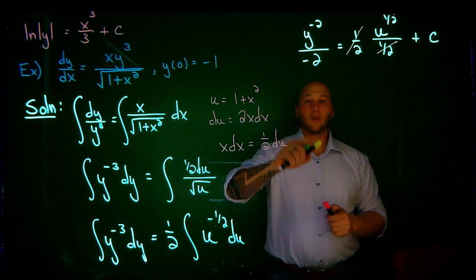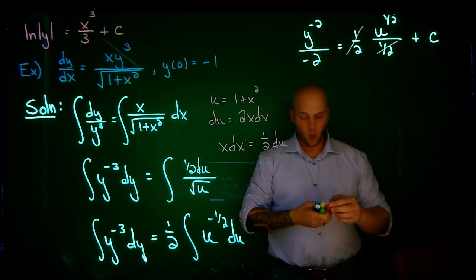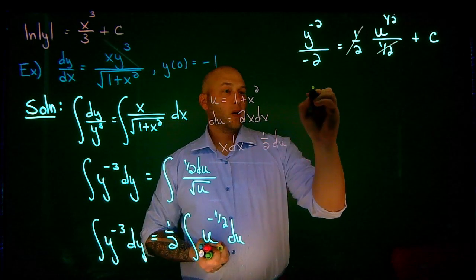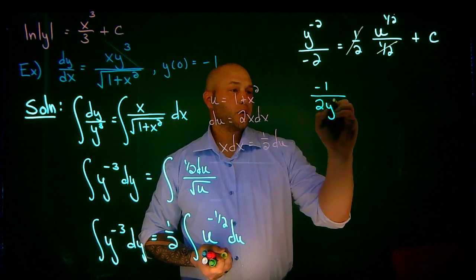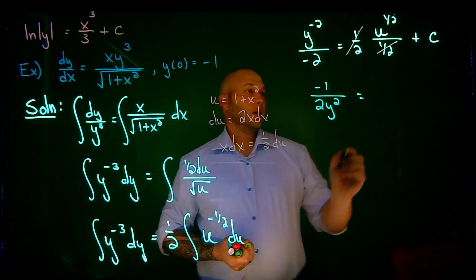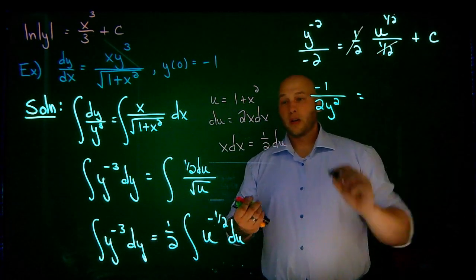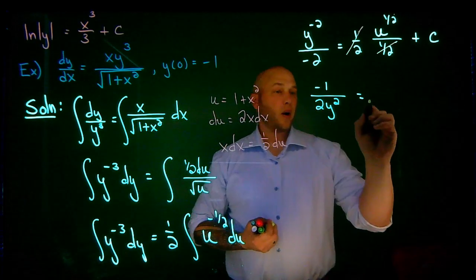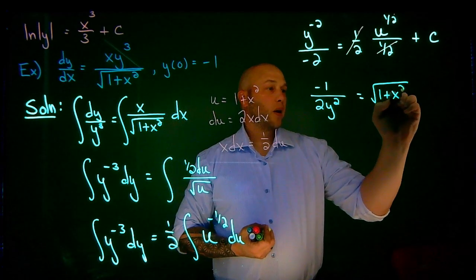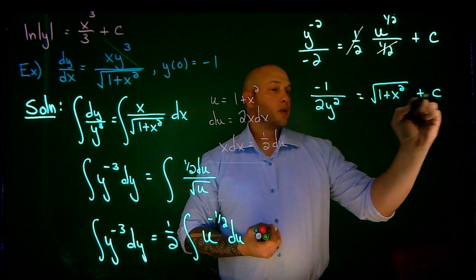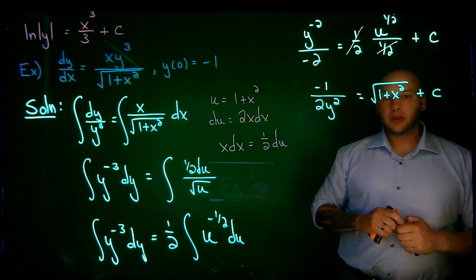And then I can rewrite y to the negative 2 as the reciprocal of y squared. That would give me negative 1 over 2y squared. On the other side, again, the 1/2s cancel, leaving the square root of u. Remember that u was actually 1 plus x squared. This gives me the square root of 1 plus x squared plus c. Okay? As it sits, I have an implicit solution.